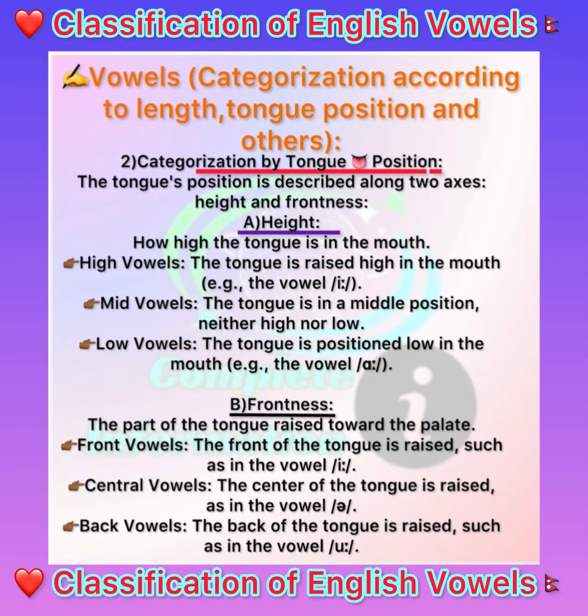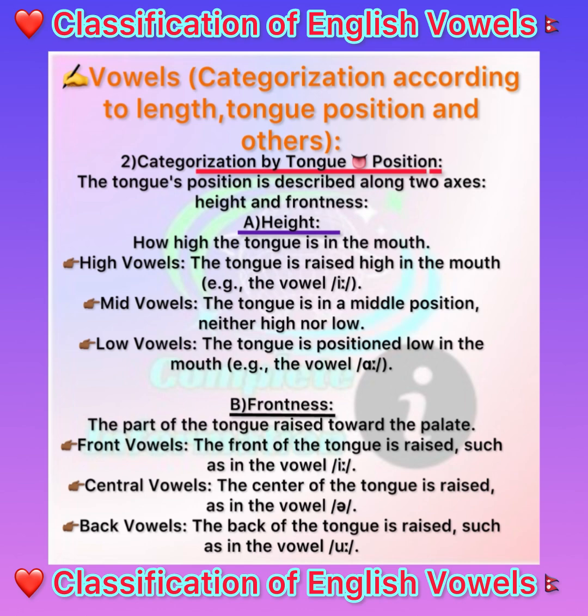Second is categorization by tongue position. The tongue's position is described along two axes: A is height and B is frontness. Now A, height. We discuss how vowel sounds are produced according to height, that is, how high the tongue is in the mouth. In this, there are three types of vowels.